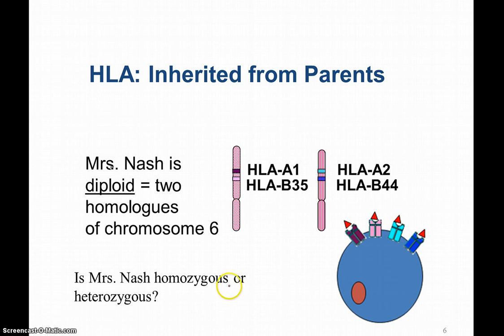Hopefully you said she's heterozygous because she has 2 variants. She has HLA1 and HLA2. For the B, she's got B35 and B44, so she's heterozygous for both of those genes.